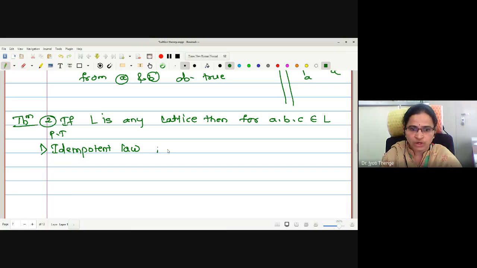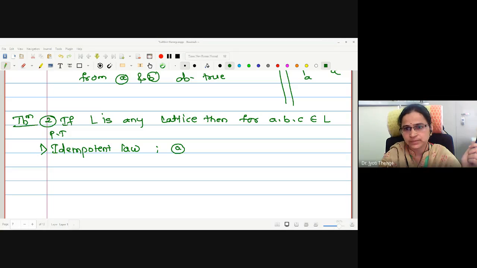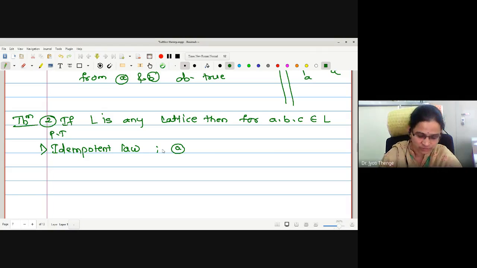Idempotent law. What is idempotent law? Does anyone know idempotent laws? Students? Idempotent law? No? What is idempotent law?